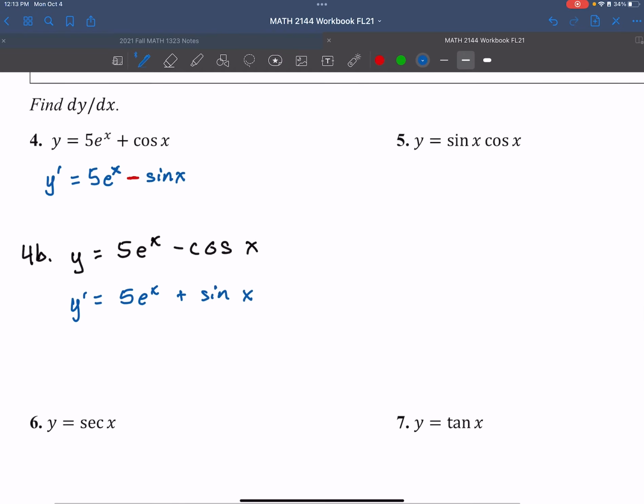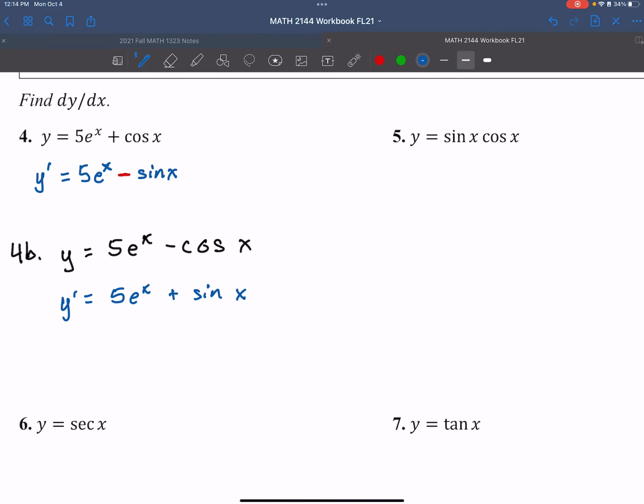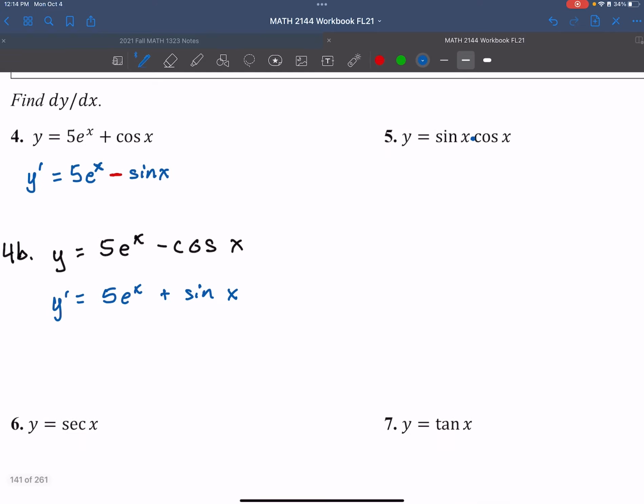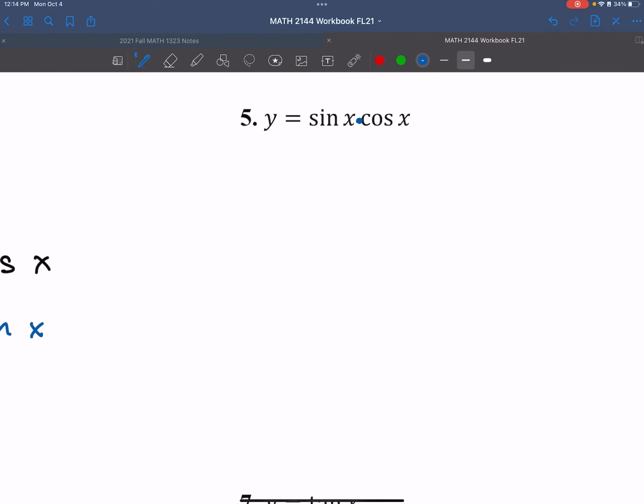Okay. Number 5, again, make sure you use the product rule right here. So now that we have sine and cosine in play, you could go ahead and use the product rule here. So let me give you a moment to just try this one. Remember to use the product rule, just to see if the ideas have set in your mind, and give you a moment to process.